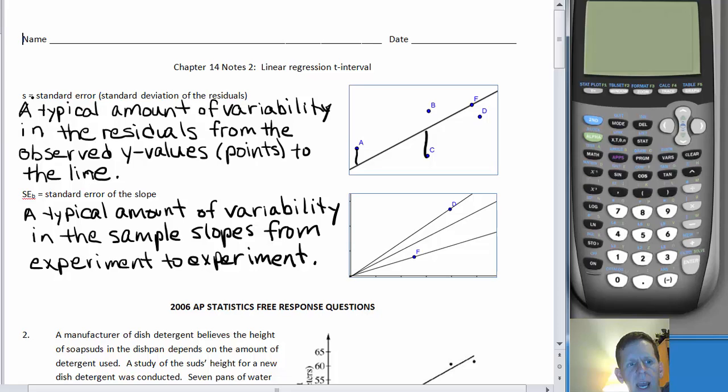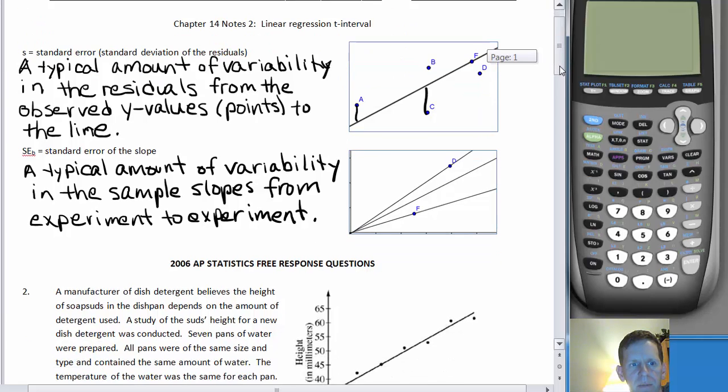So the S, the standard error, is referring to how far these points are typically away from our least squares regression line. The standard error of the slope is regarding a typical amount of variability in the sample slopes from experiment to experiment. So one time we graph data, we may have a line that looks like this, another time it looks like this, another time it looks like this. So the standard error of the slope is getting at how much the slopes change from experiment to experiment. Now we'll be utilizing both of these variables as we talk about confidence intervals, which we're going to move on to next.